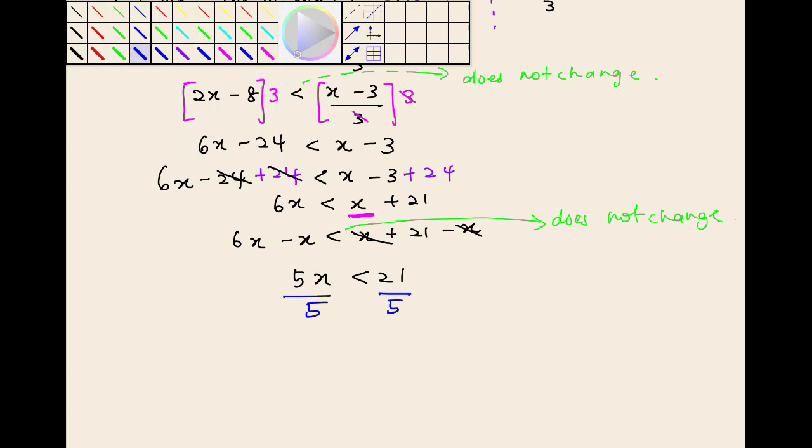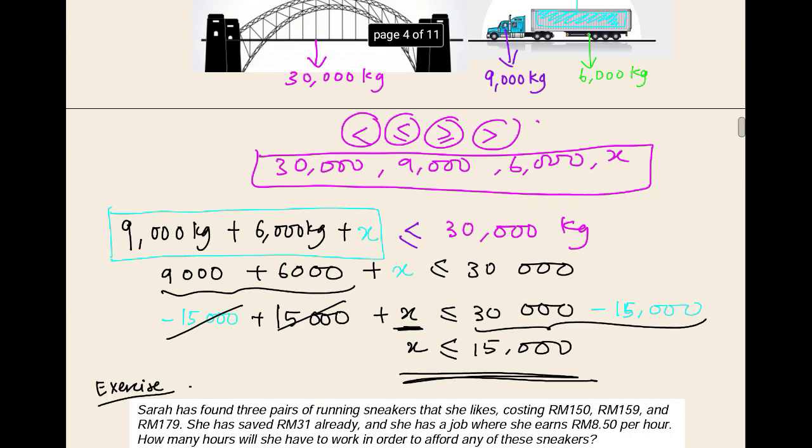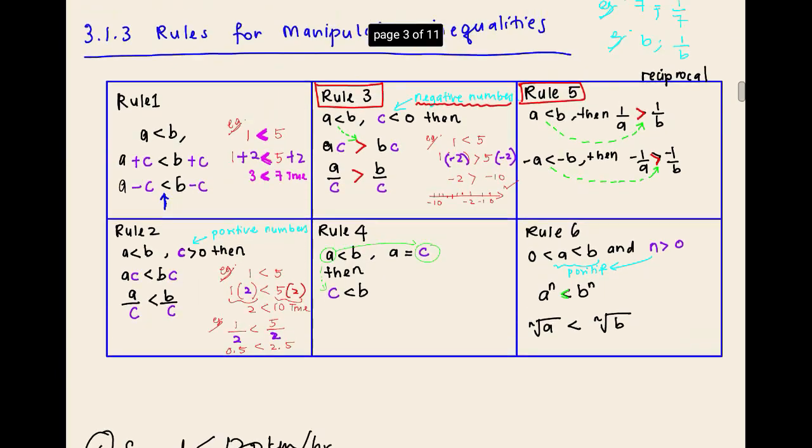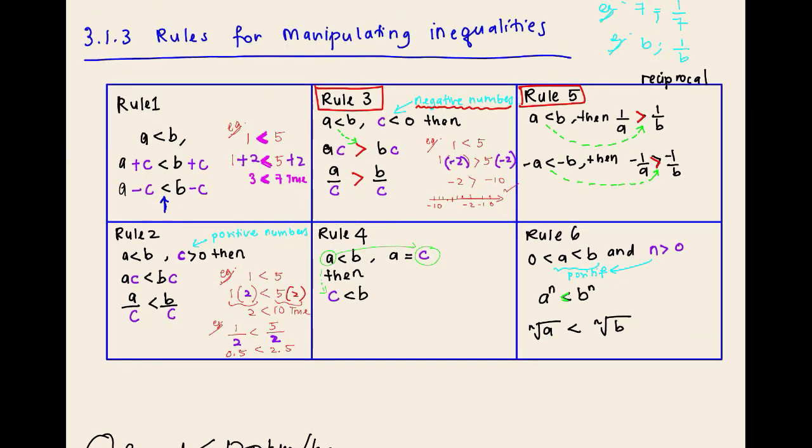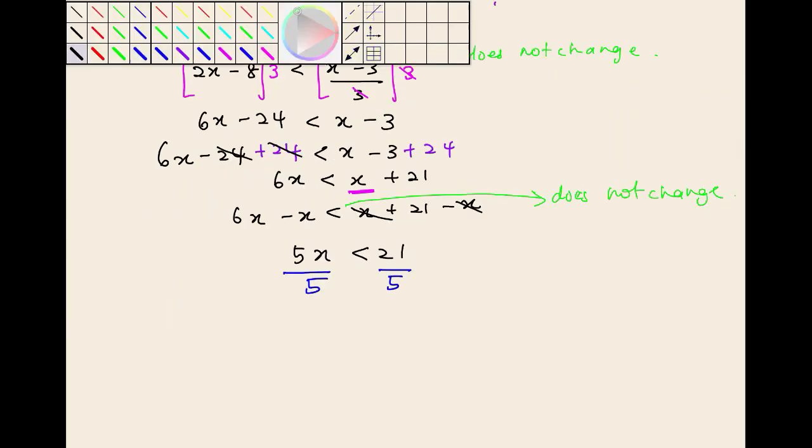What happened to the inequality sign? Okay, listen again. The rule says if you divide or multiply with a positive number, that means rule number 2. Multiply or divide with any positive number, it doesn't change the inequality sign. So the direction is still the same. So that means this is correct, it doesn't change direction. So now this can be cancelled, you get x is less than 21 over 5. Okay, so this is the first method of writing your answer.